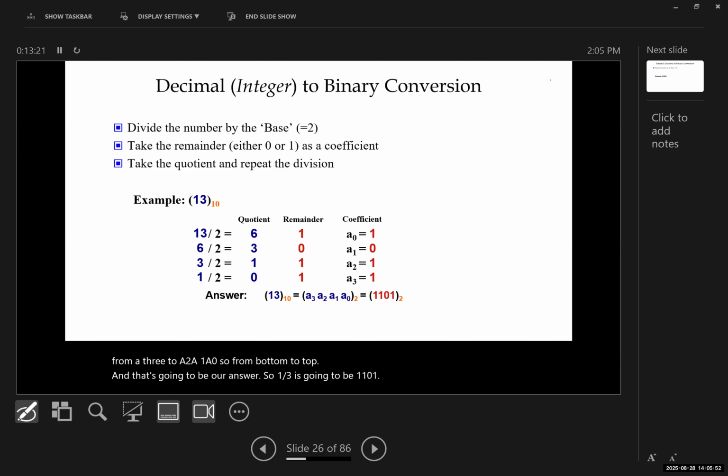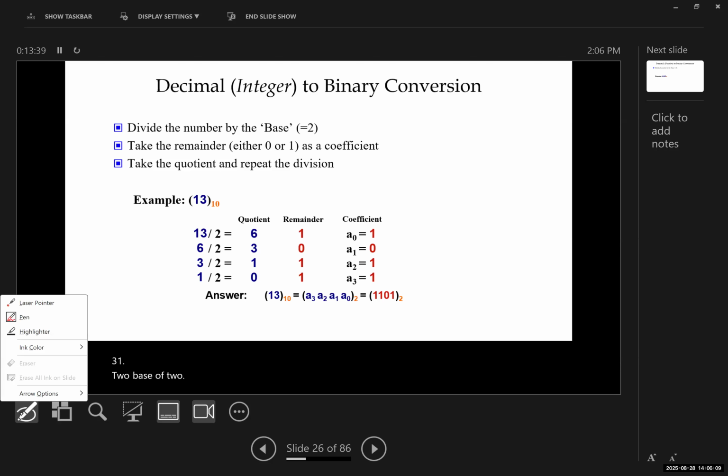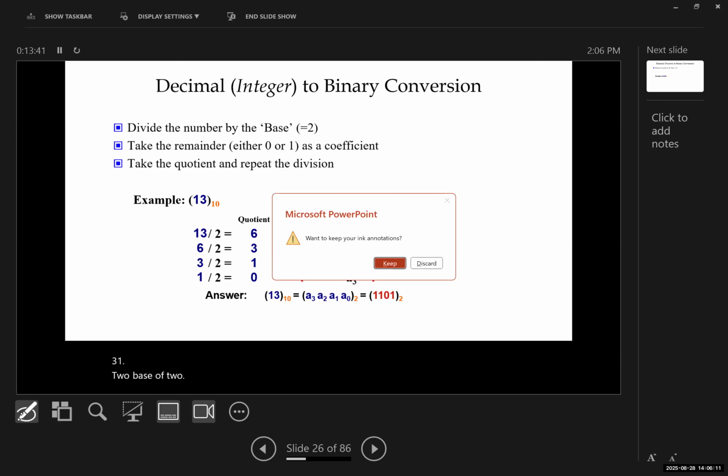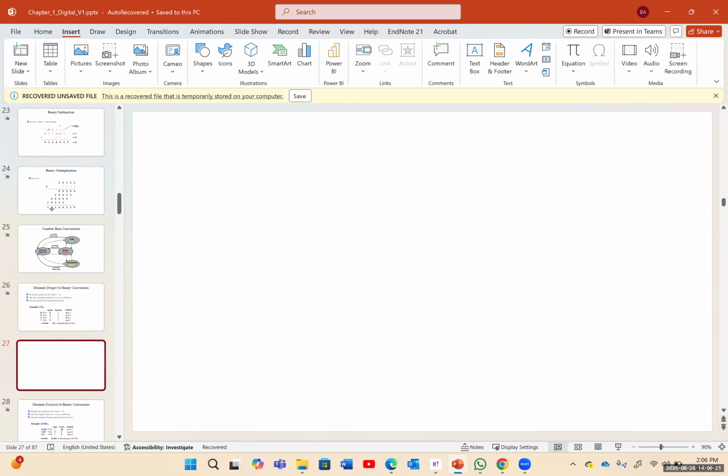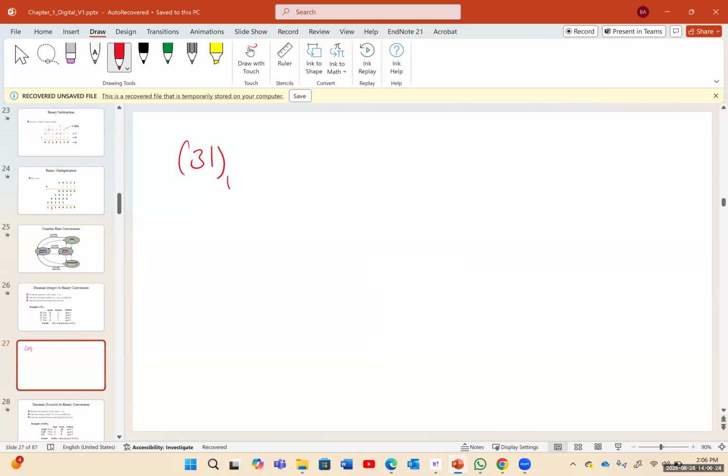Now, let's do a practice problem. I want you to convert 31 to base of 2. I want you to convert the decimal number 31 to a binary number.